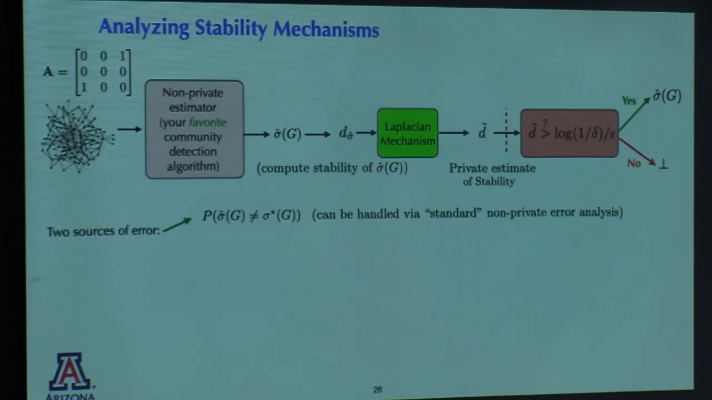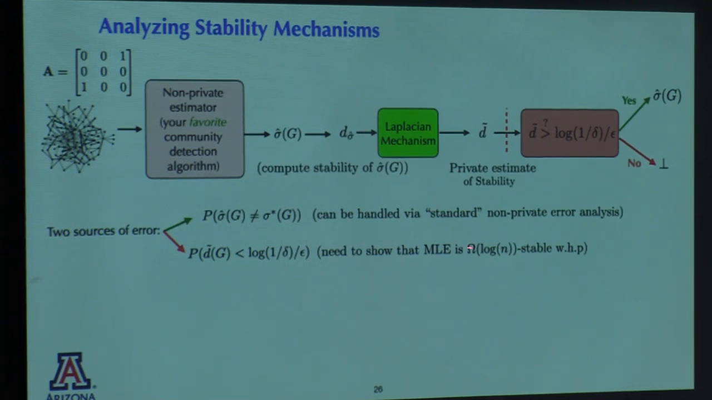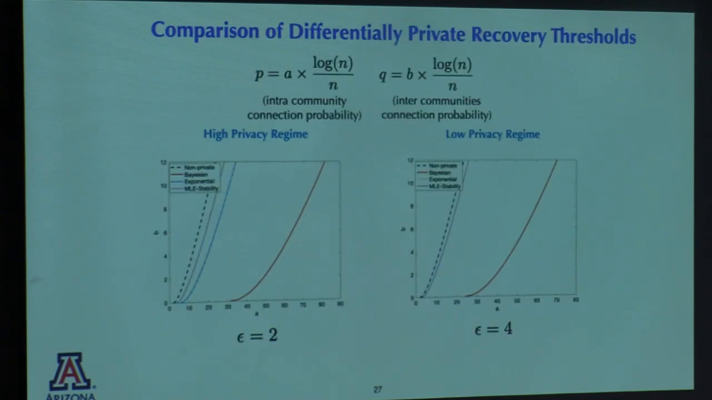Analyzing this, there were two sources of error. Due to interest of time, I'm going to skip this. Bottom line is we need to show bounds on the stability of the estimators, how stable they are. The core of the proof is showing that for maximum likelihood, roughly log n edges need to change to change the maximum likelihood estimator. So if you see what it looks like, this was the non-private threshold, this was Bayesian, this was exponential, and now you can come even closer with the stability mechanism. We get better than exponential, but of course we pay the price of delta.